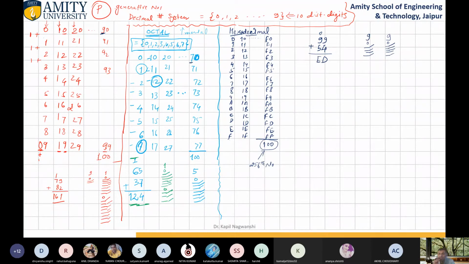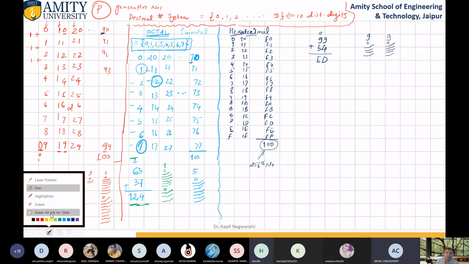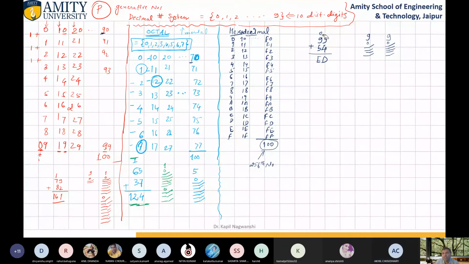Now let us ask any question related to this. No question? Everybody is comfortable with this addition? Yes, sir. If you have any doubt, you can ask. Okay, there is no problem. In the next semester, when you study digital electronics, this will come once again. And this is very easy if you know the concept of number systems.